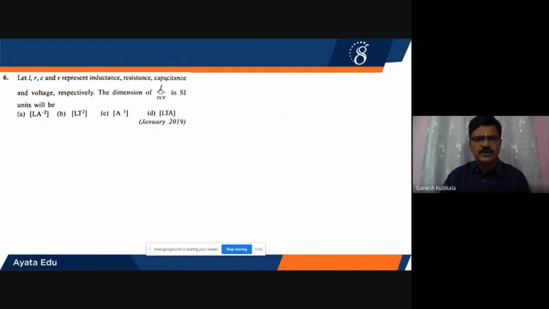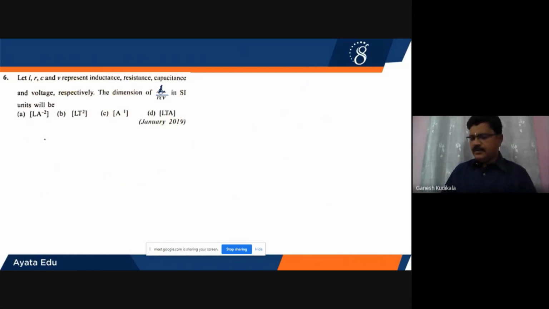Next one. L is the coefficient of self-inductance. If coefficient of self-inductance L, resistance R, capacitance C, and potential difference V respectively, then he is asking to calculate the dimension formula of L by R C V.